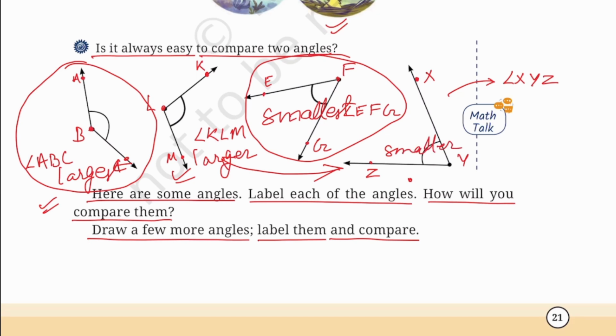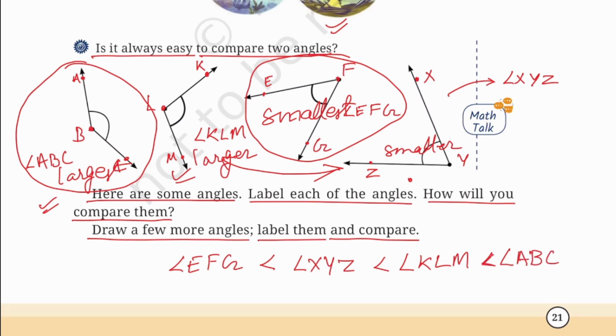So if you arrange them in ascending order, then angle EFG is smallest, larger than that is angle XYZ, larger than that is angle KLM, and largest is angle ABC. This is the symbol for greater than.